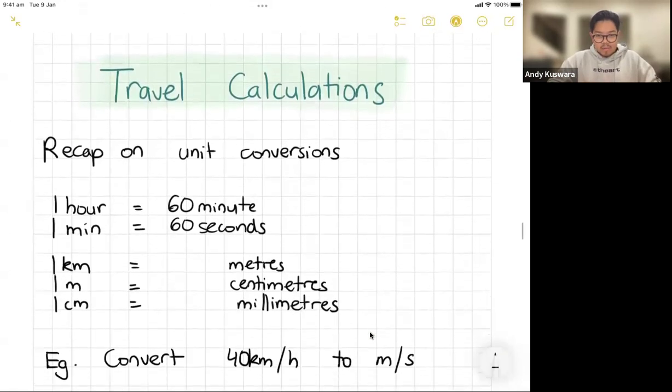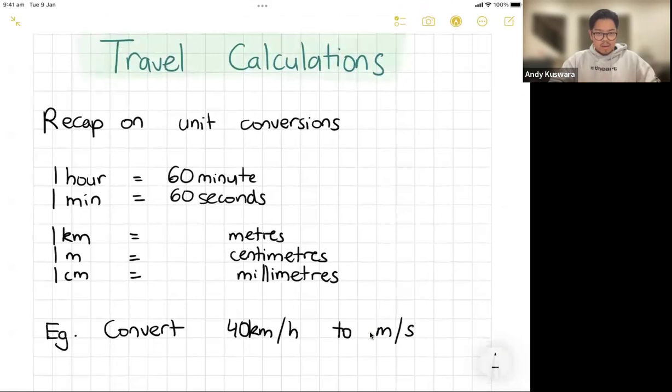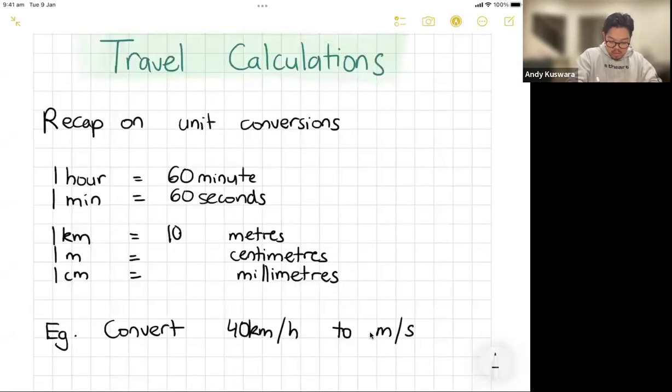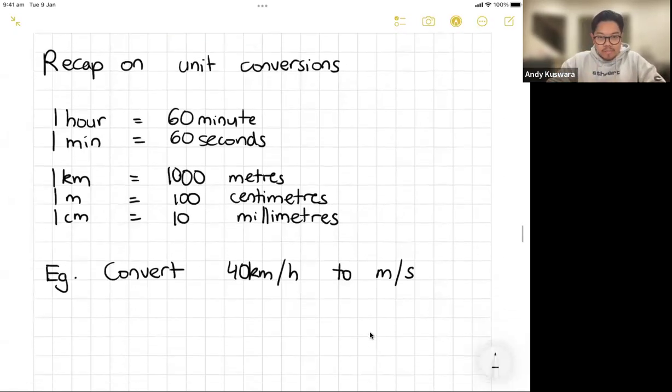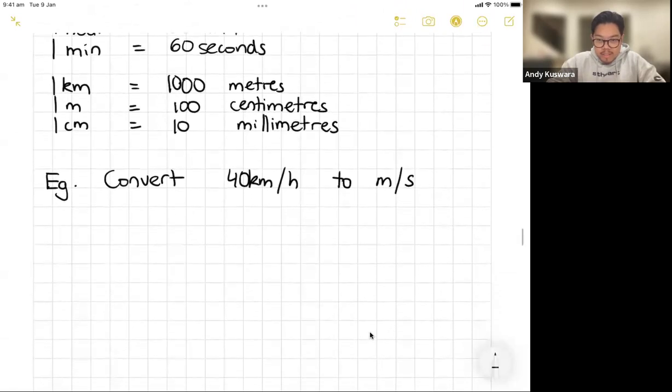Okay. Now we're going to talk about real quick some travel calculations. Hopefully you remember an hour is 60 minutes, 1 minute is 60 seconds. 1 kilometer is 1,000 meters. 1 meter is 100 centimeters, and 1 centimeter is worth 10 millimeters. Okay. Now, very common question, convert 40 kilometers per hour to meters per second.